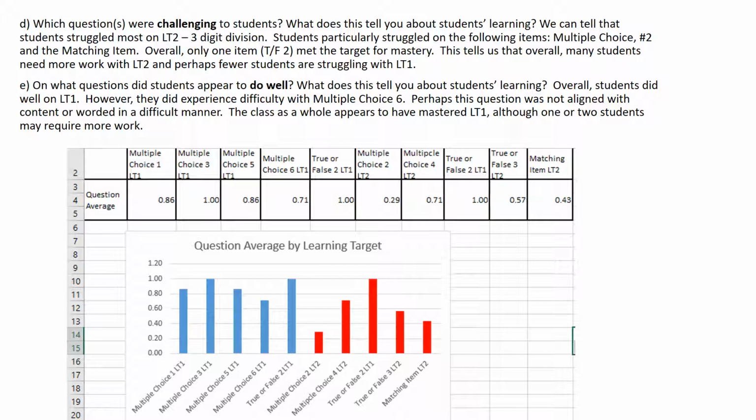And what did this tell you about students learning? Overall, students did well on learning target 1. However, they did experience difficulty with multiple choice 6. So if you look at that, that's the fourth bar over from the left. You can see that's a little bit of a dip there. Perhaps this question was not aligned with content or worded in a difficult manner. So because that's a little bit lower, I might want to look at that question and see if it's really the content students are struggling with, or is it something about the question? The class as a whole appears to have mastered learning target 1, although 1 or 2 students may require more work.